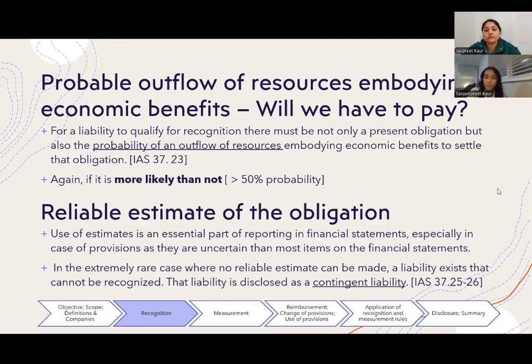And here we also need a reliable estimate of the obligation. Based on the information we have, we should try to get a best estimate, to measure the amount of the liability we have. If in rare cases we cannot recognize a provision on the financial statements, then we'd have to disclose it as a contingent liability instead. Can we have the next slide?